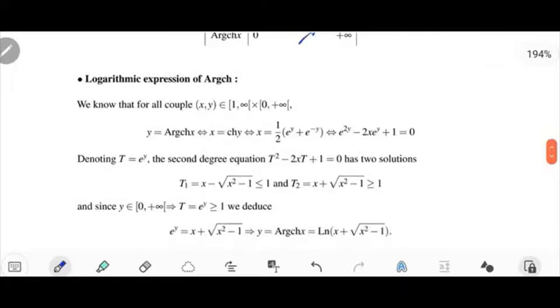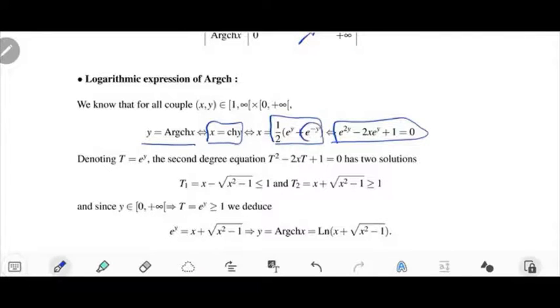Also, arg ch can be written in a logarithmic form, because since ch is an exponential expression, it's logical to have arg ch as a logarithmic form. We do the same thing that we did with sh. So we write y equal arg ch x, then x is equal to ch y. We write it in the exponential form, and then we form the second degree equation by replacing e^(-y) by 1 over e^y and calculating the common denominator. Then we have a second degree equation where t is equal to e^y, and calculating the solutions we have t1 equal to x minus radical x² minus 1 and t2 equal to x plus radical x² minus 1.